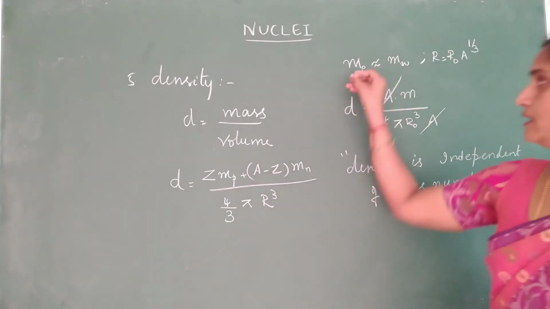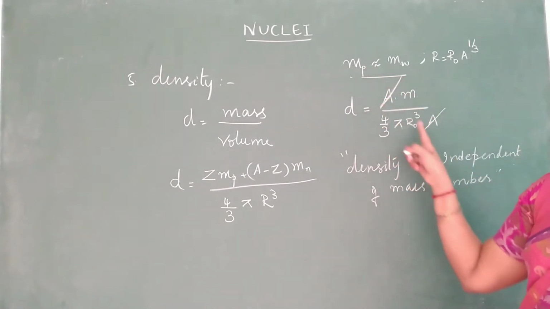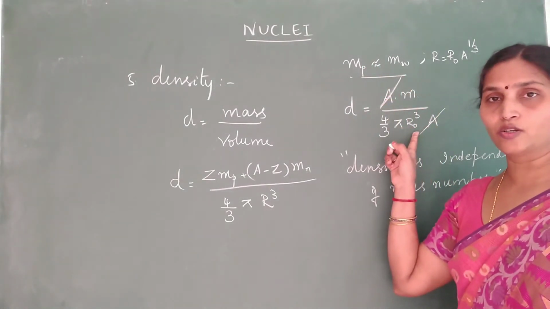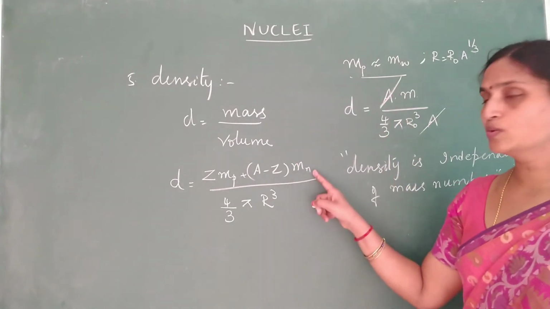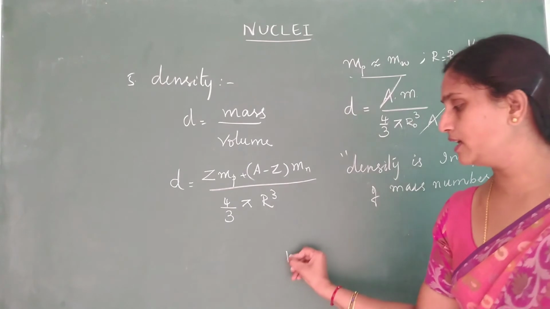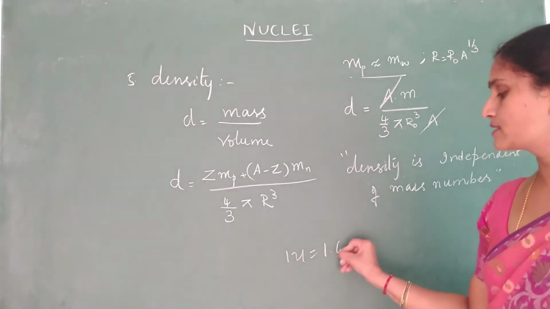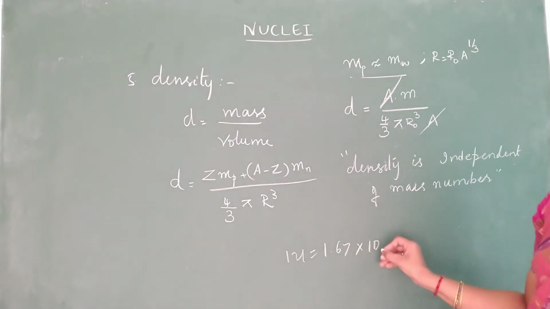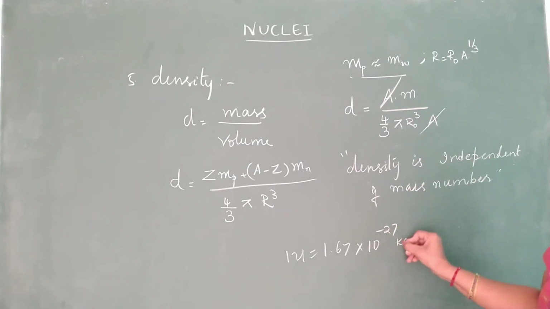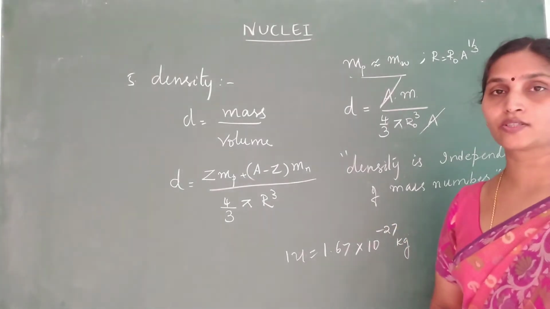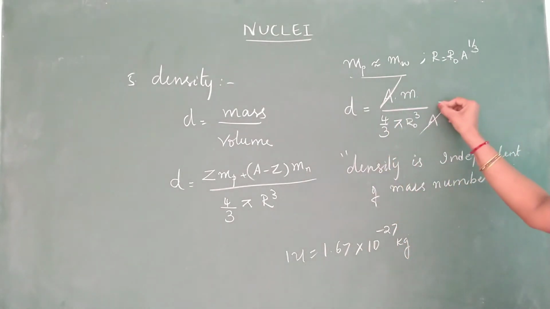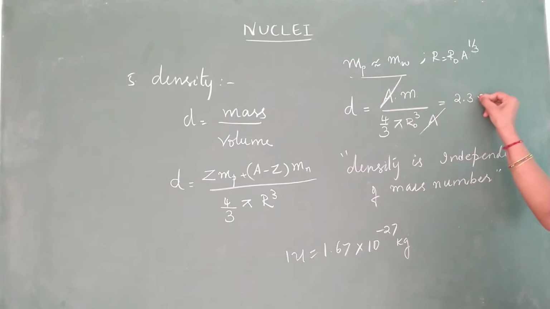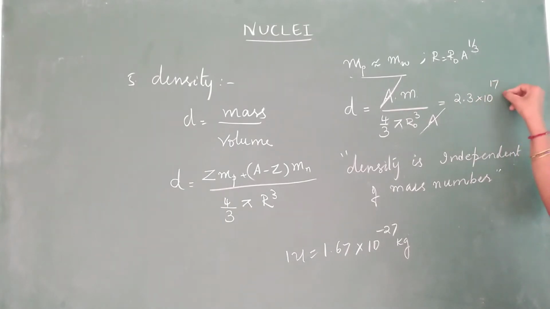You can write the density. Taking this approximation, mass number is getting cancelled in numerator and denominator, and all the remaining are constants. You have to convert this AMUs to kilograms. What is 1 AMU equal to? 1.67 into 10 to the power minus 27 kg. This is a conversion factor because we want the answer in kg per meter cube. So substituting all the values, it comes out to be 2.3 into 10 power 17 kg per meter cube.